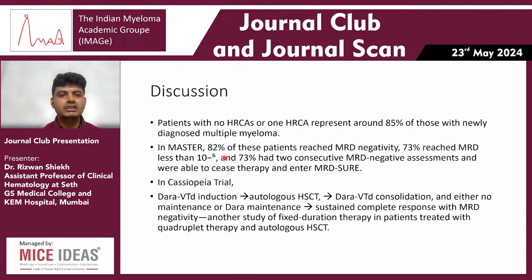So if you look at the MASTER study, 82% of the patients reached MRD negativity and 73% achieved 10 raised to power minus 6 negativity. And 73% also had consecutive MRD negativity and were able to enter MRD-SURE. Which is actually not very different if you compare it to the Cassiopeia study, where one arm was a DARA-VTD induction followed by transplant, followed by DARA-VTD consolidation, and then either no maintenance or DARA maintenance.